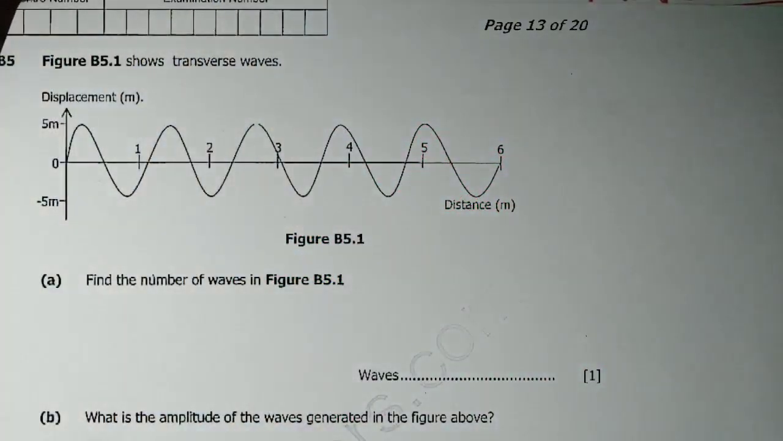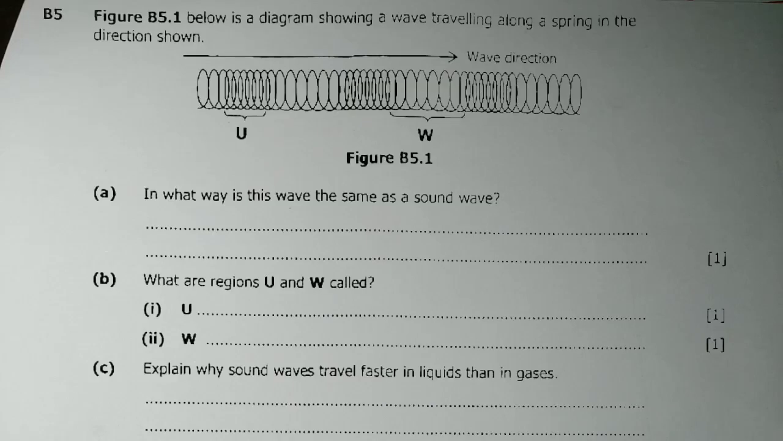Another question. Below is a diagram showing a wave traveling along a spring. Question A says, in what way is the wave the same as a sound wave? They are the same as a sound wave because they are both longitudinal waves, because they have compressions and rarefactions. What are the regions U and W? U is a compression, W is a rarefaction.